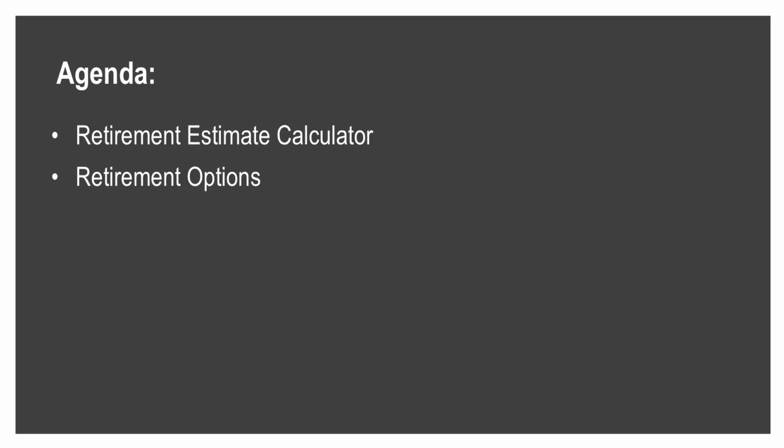Today's webinar covers how you can use the Retirement Estimate Calculator to get your own numbers and the benefit payment options you can choose from at retirement. You may also be able to leave either a lump sum or continuing monthly benefit to someone else. Let's start with how you can use the Retirement Estimate Calculator to see your own option amounts.